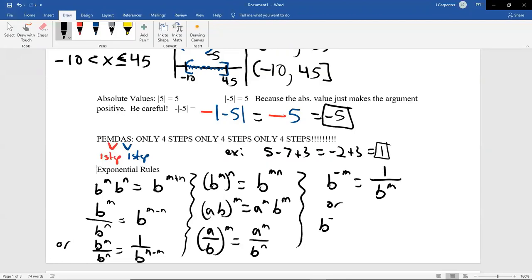Or b to the, I'm sorry, let me not write it that way. I forgot my 1 over. So if your base was originally in the bottom, that means you're going to bring it to the top. And if there's nothing else in the bottom, you don't have to write a bottom. You don't have to do that over 1. And in my math lab, it would probably mark it wrong.